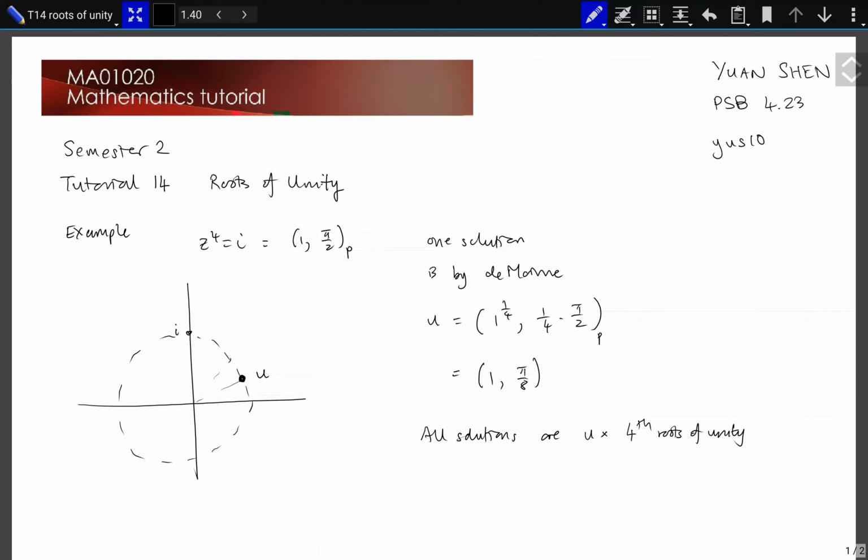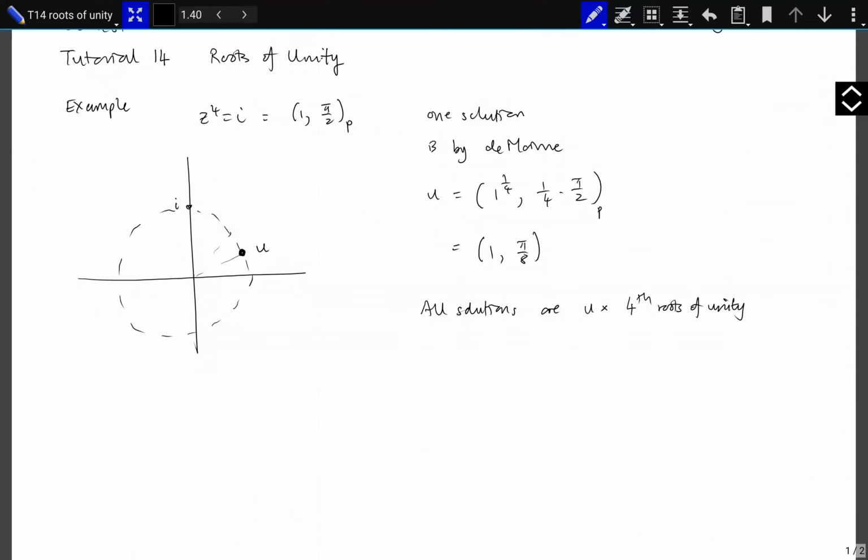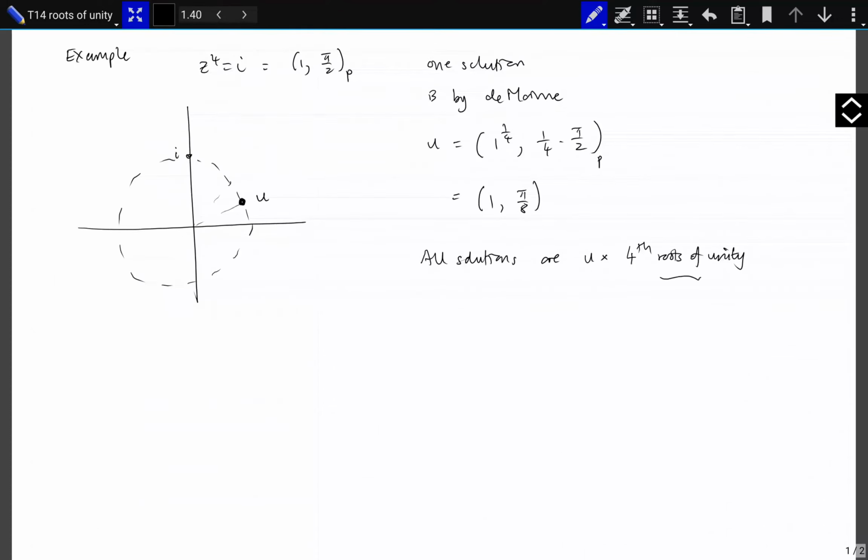And what are the roots of unity? In general, they're size 1, with angle 2 pi by n, or 4 in this case, and the powers of those. So this is called omega 4. So all the 4th roots of unity are omega 4, omega 4 squared, omega 4 cubed, omega 4 to the 4th, which is equal to 1. They're the solutions.